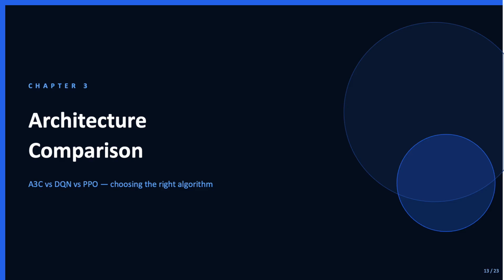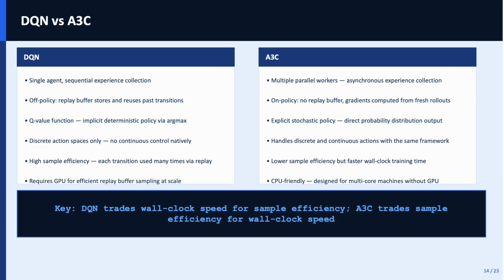Choosing between A3C, DQN, and PPO is not a matter of which algorithm is universally better. DQN and A3C approach the same goal, training an agent to maximize cumulative reward, through architecturally opposite designs.